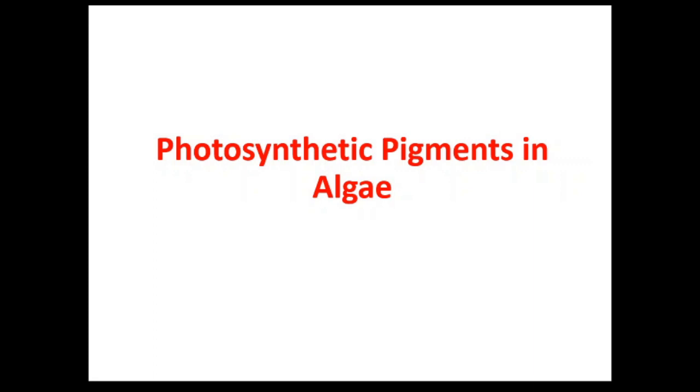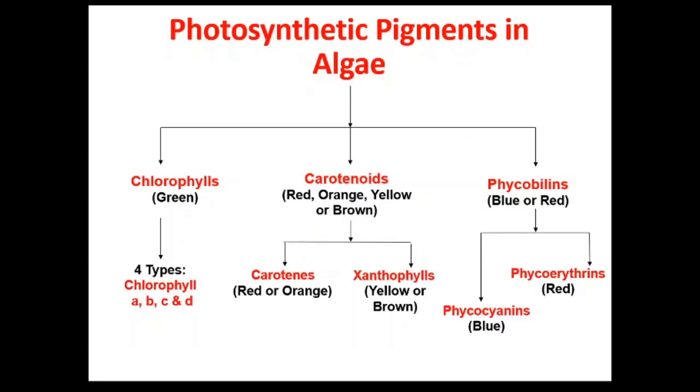In the previous lecture, we studied in detail the classification of algae based on the habitat, thallus structure and pigments. In this lecture, we will study in detail the different types of photosynthetic pigments found in algae. The different photosynthetic pigments found in algae can be categorized into three groups. Now the first category of pigments is the chlorophylls, which are the main photosynthetic pigments. The next category of pigments is the carotenoids and phycobilins, which serve as accessory pigments in the photosynthesis.